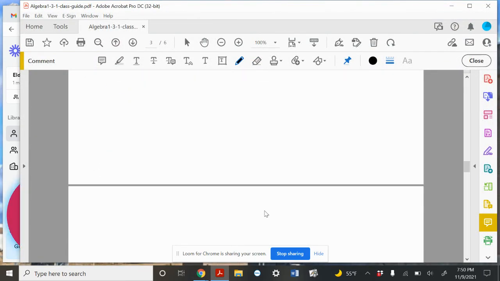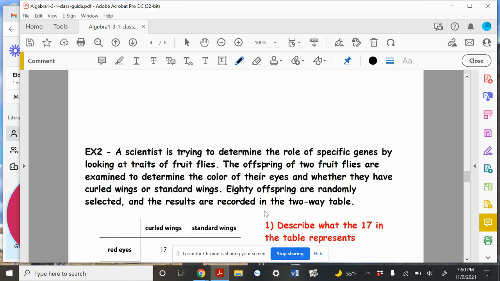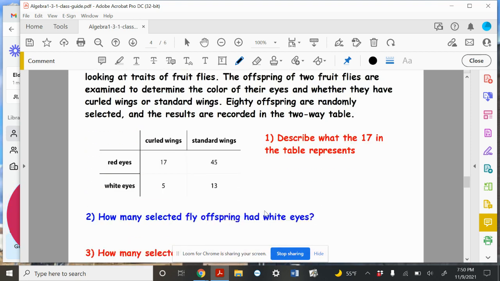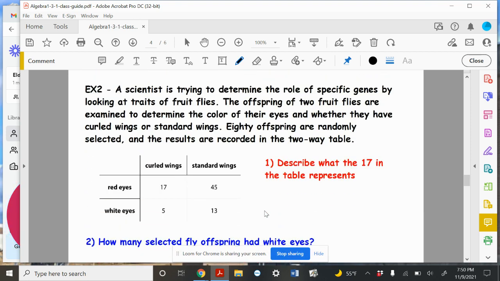Okay, in the second video, we're going to have another example. We are going to be looking at fruit flies, and we want to look at a couple of different traits of these fruit flies. Traits just means differences. So notice we have different types of wings or different colored eyes.